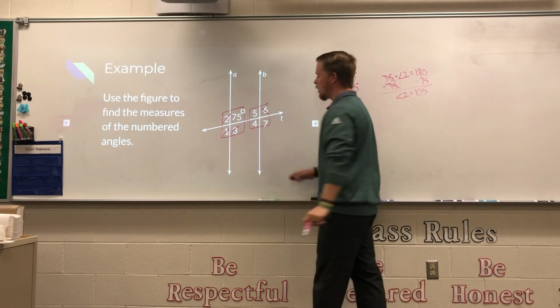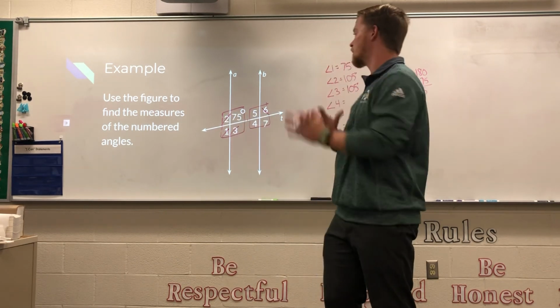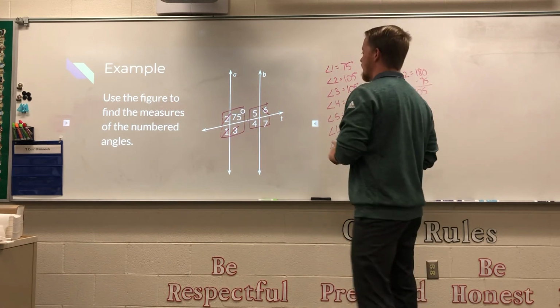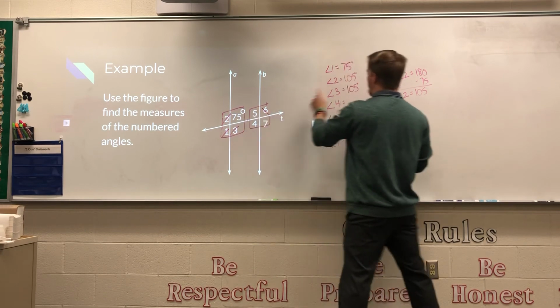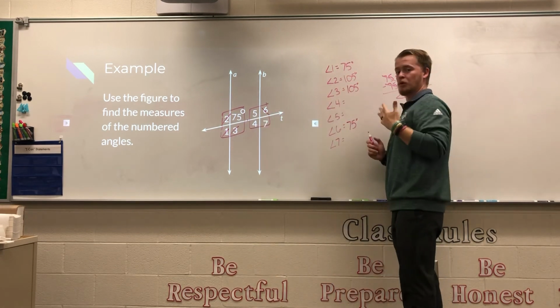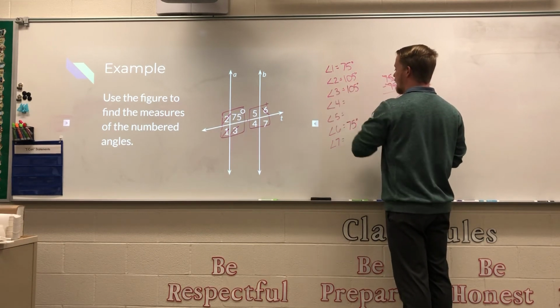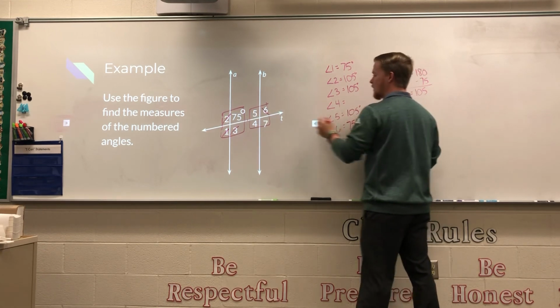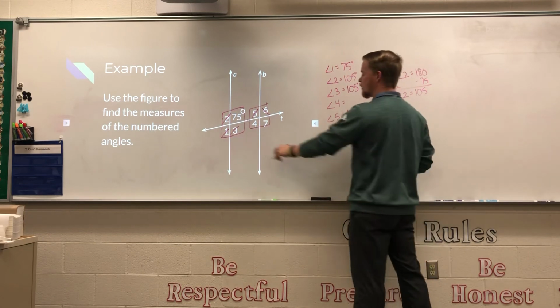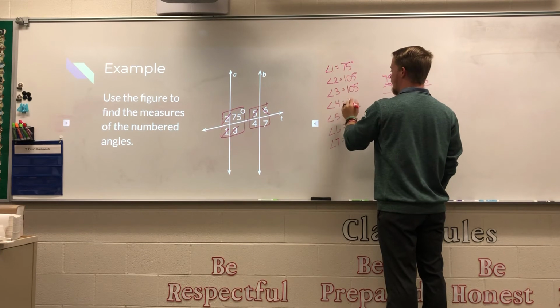So now once we've found all of them on this left box, we can just use corresponding angles to find the ones on the right side. So angle 2 is in the upper left. Angle 5 is also in the upper left. We found angle 2 is 105. So remember, corresponding angles are congruent, meaning they're the same. So since angle 2 is 105, angle 5 would also be 105 degrees. And you just keep going. Angle 1 corresponds with angle 4. Angle 1 was 75 degrees, so angle 4 is also 75 degrees.